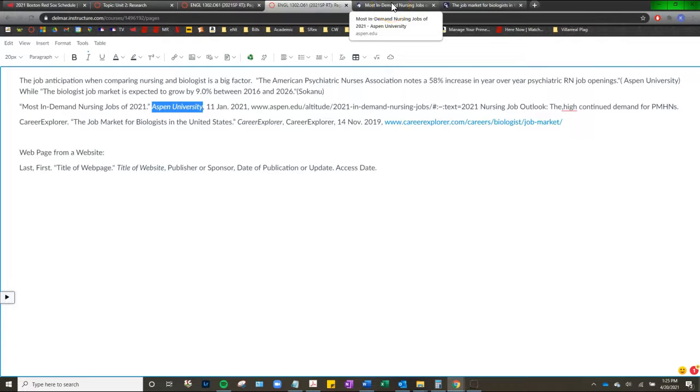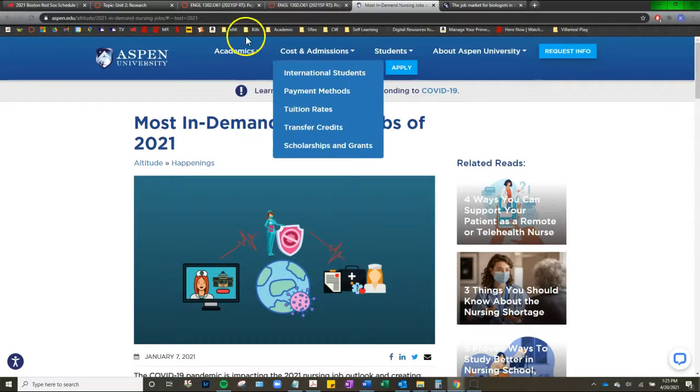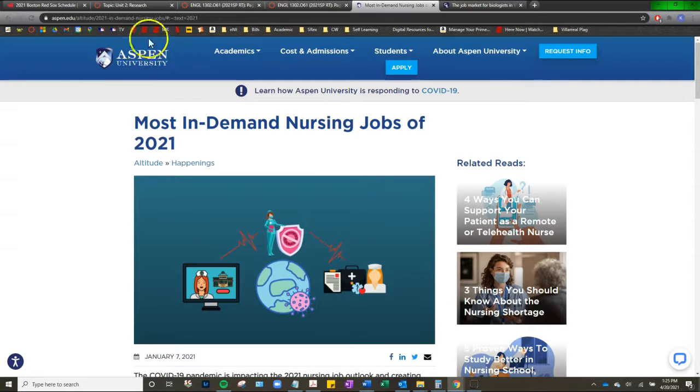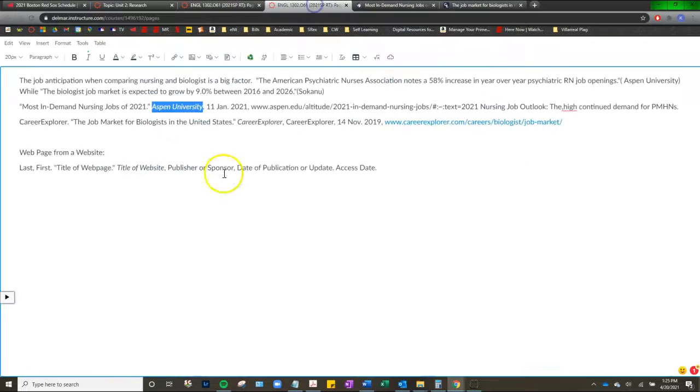And this is where it starts to get a little bit tricky trying to figure out what exactly is the name of the website. Often we need to look right up here at the top toolbar, masthead, Aspen University. That would be a very logical option for what web page? We need that in italics, and I say we're good.